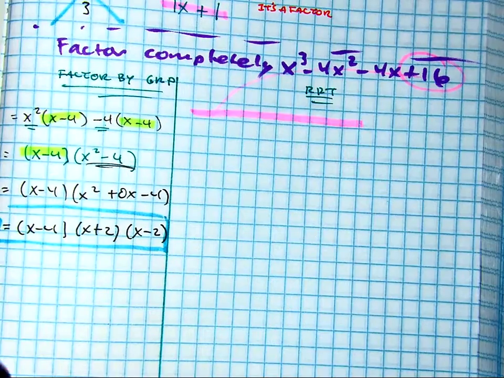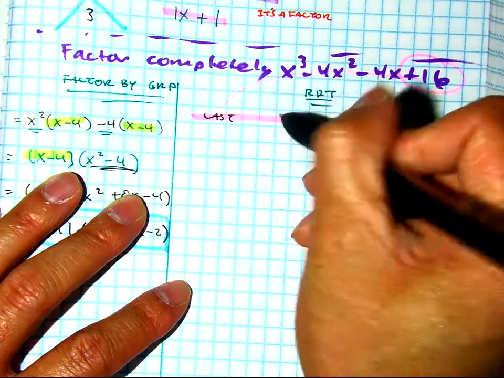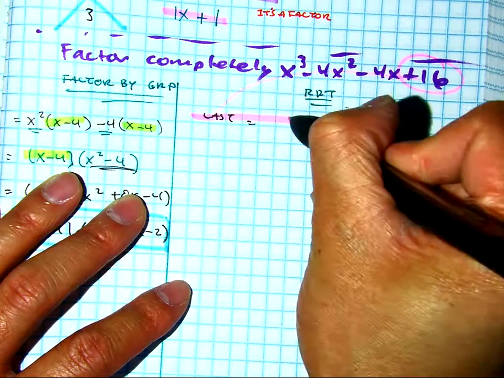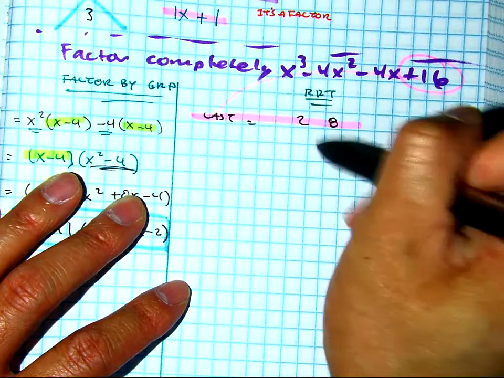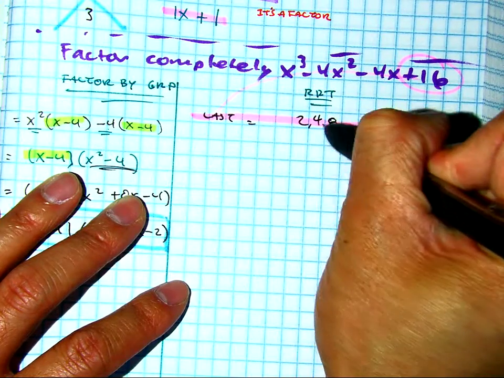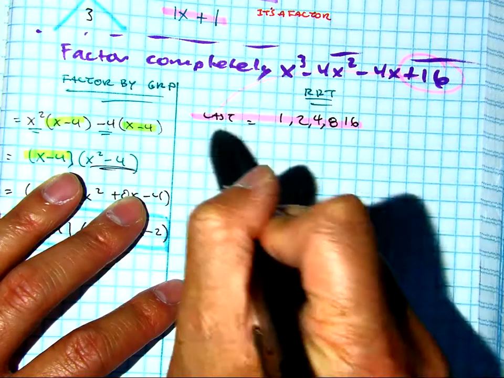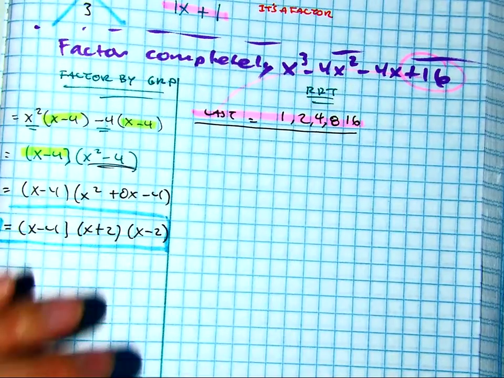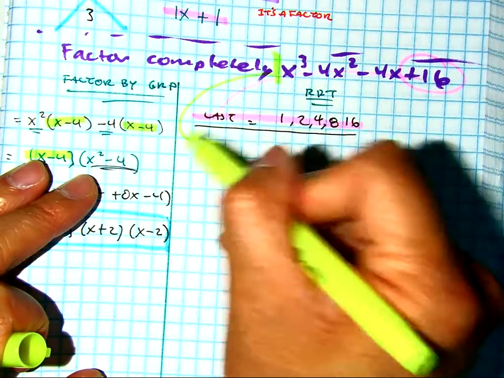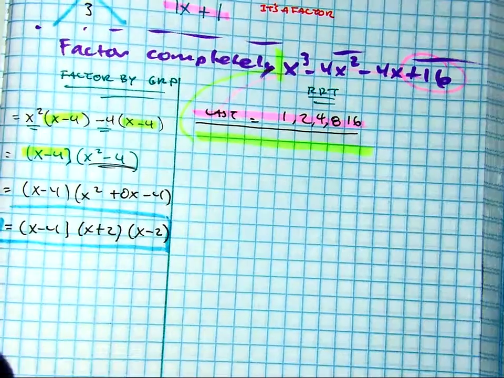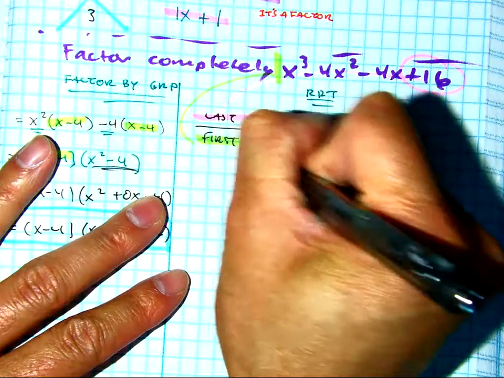Class, what are all the factors of 16? 8 and 2. 4 and 4, right? And 1 and 16. The first term, what is it? What number is there? 1. First term, it's just 1.